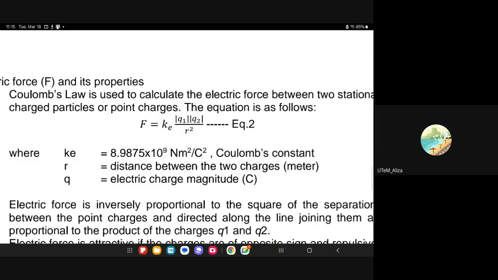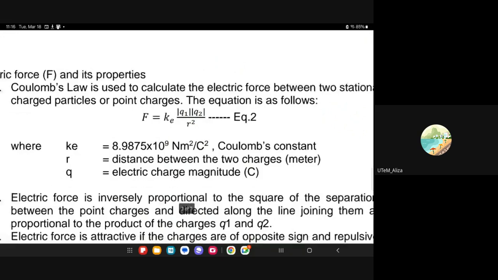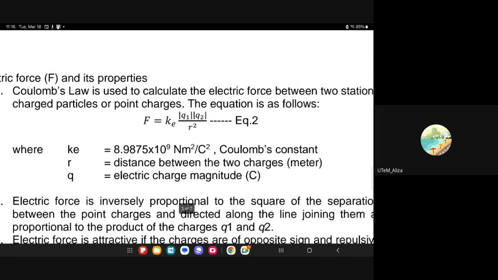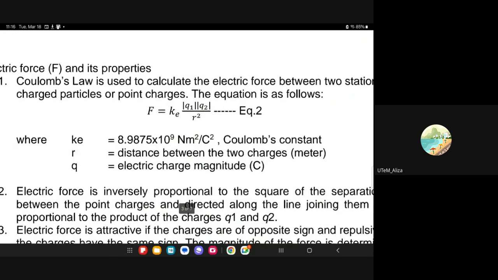So before you attempt to answer questions to calculate electrical forces, it will be very helpful to you and also the evaluator, the assessor of your answer script, that you tell them what is the value of K that is used to calculate your electrical force. So no harm in using this value, 8.9875 times 10 to the power of 9, or as simple as 9 times 10 to the power of 9 is also acceptable.